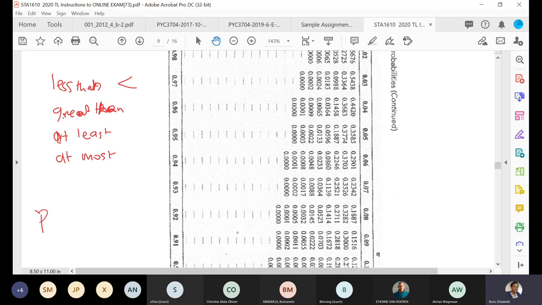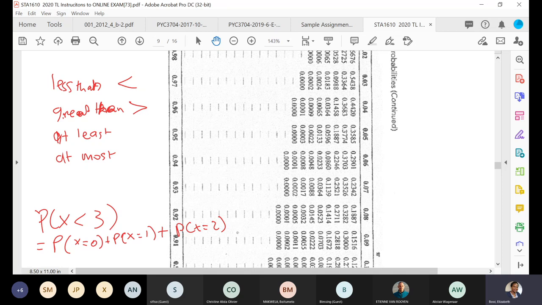So if they say find the probability that X is less than 3, then they're asking you to find the probability of X equals 0 plus the probability of X equals 1 plus the probability that X equals 2. It does not include 3. That's what they would have been asking you. If they say find the probability of greater than, then they will be asking you probability of X equals 4 plus 5 plus 6.